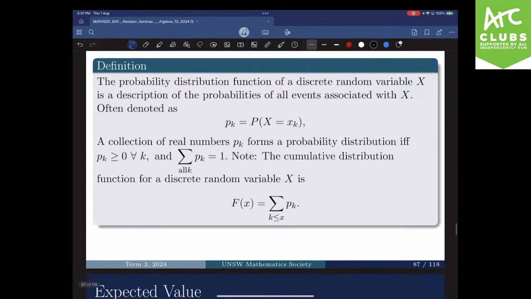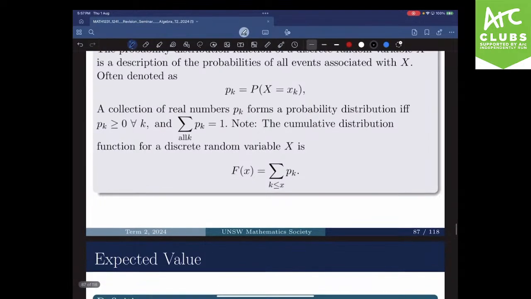And note that our probability distribution function is only valid if and only if these two conditions are satisfied. So p_k larger than or equal to 0 for all k essentially means that all our probabilities are non-negative, and all of my probabilities added together equal 1. Also, it doesn't say so here, but all my probabilities should be less than or equal to 1 as well. It wouldn't make sense for a probability to be larger than 1.